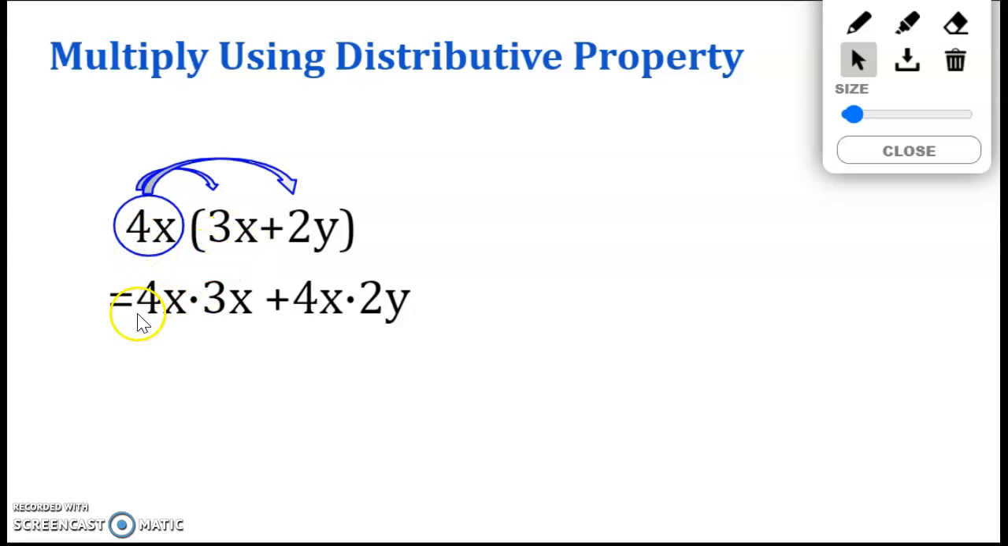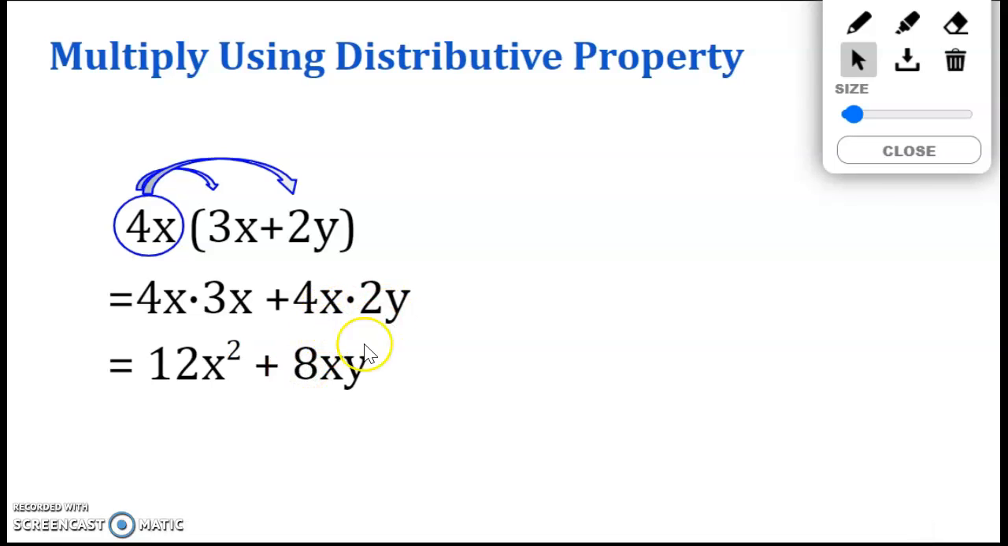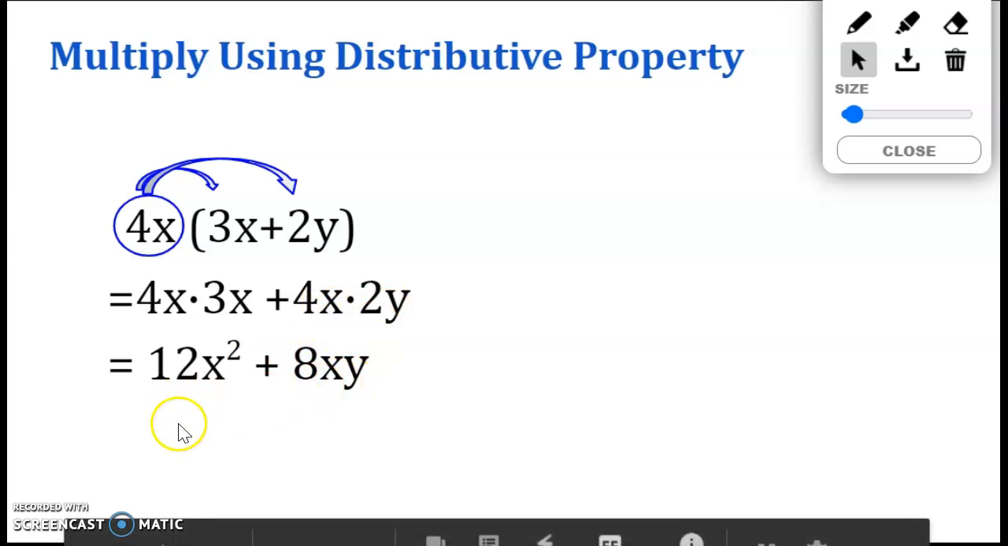So 4x is being multiplied to 3x. And to that, you're adding 4x times 2y. And that just becomes 4 times 3 is 12. X times x is x squared. 4 times 2 is 8. X times y is just xy, so it's 8xy.